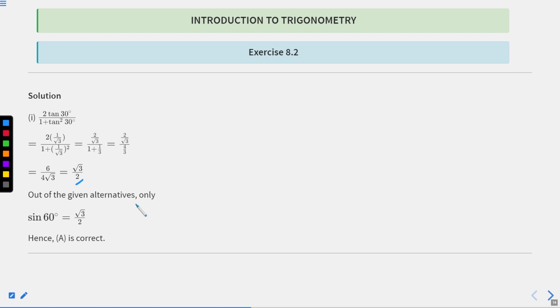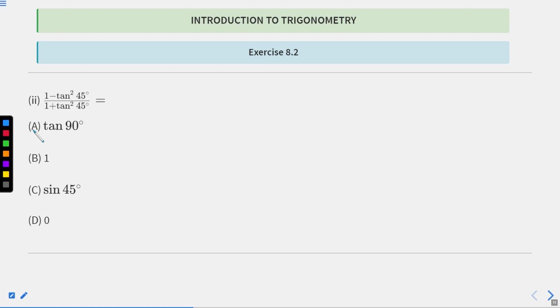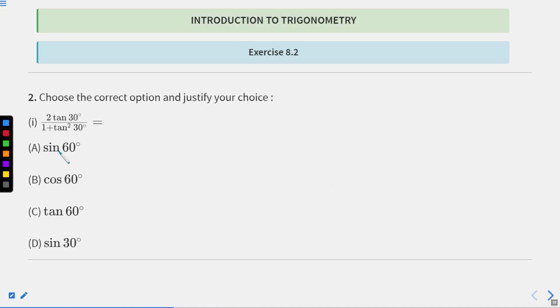So out of the given alternatives, only sine 60 degree is equal to root 3 by 2. We know the value of sine 60 degree is root 3 by 2, and we get root 3 by 2 after simplifying this expression. Here you can see in option A we have sine 60 degree, whose value is root 3 by 2. So the correct option for this question is option A.